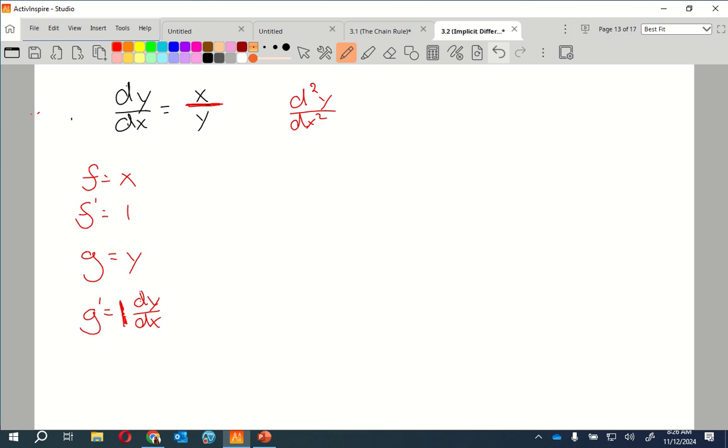the second derivative is f prime, which is 1, times g, y, minus g prime, which is 1 dy/dx, times f, all over g squared.